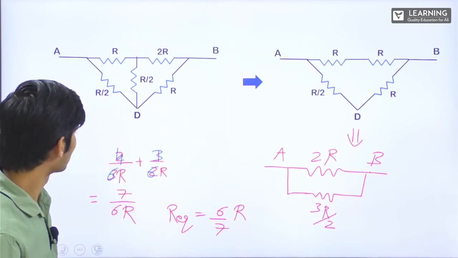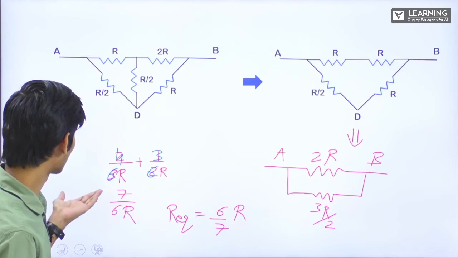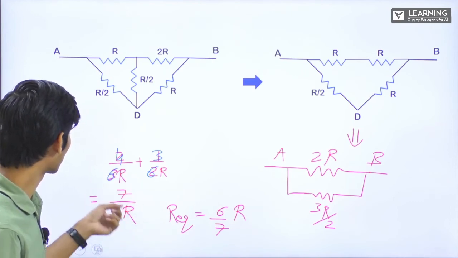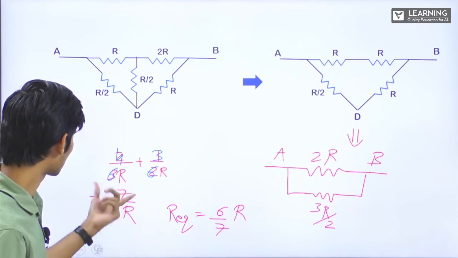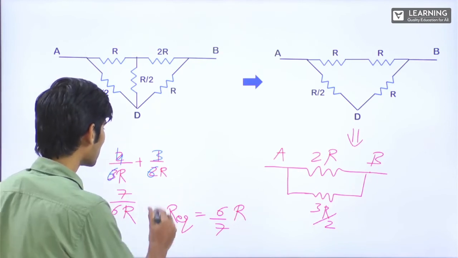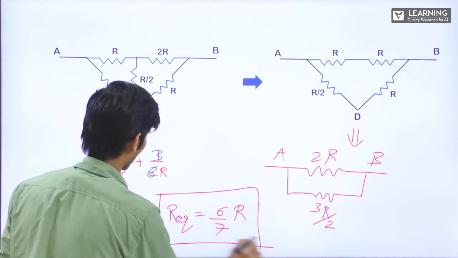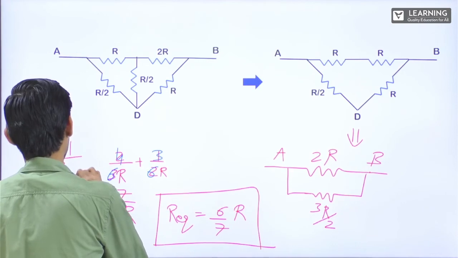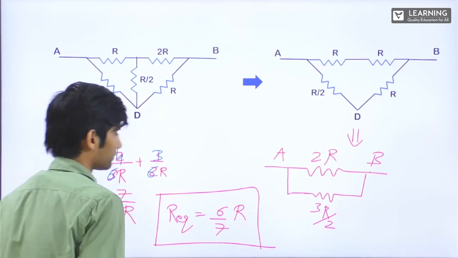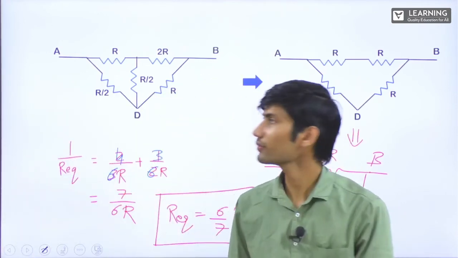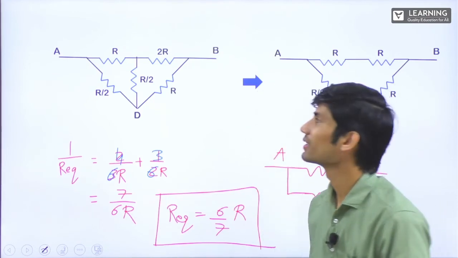2R, 3 by 2R. Just check the calculation. That's all. 3 2s are 6. 2 2s are 4. 3, 4, 3, 7. 7 by 6. 6 by 7. This is the answer. Fine. Now, let's see the next one.